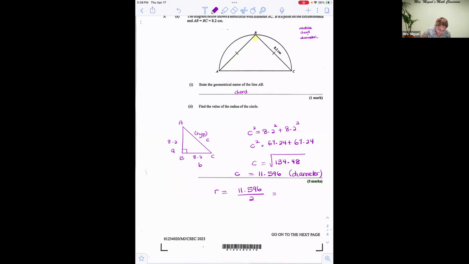All right, so this is 5.80 centimeters. So what they are asking is that you are required to use Pythagoras' theorem. The correct application of Pythagoras' theorem will award you 1 mark. Once you find the diameter to be 11.56, you will get the 2nd mark. And the 3rd mark is coming from finding the correct value of the radius.